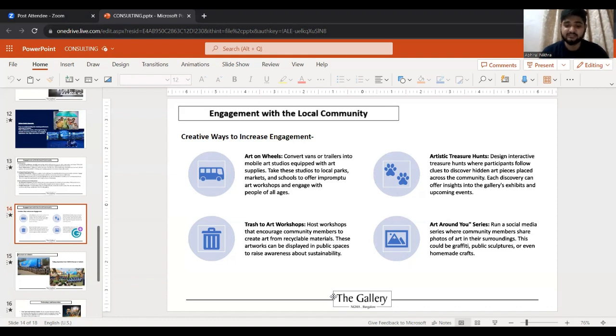By trying out these creative ideas, we will really connect with our community, making art more accessible and fun for everyone. These are some traditional and some creative ways in which we can increase the engagement with the local community.